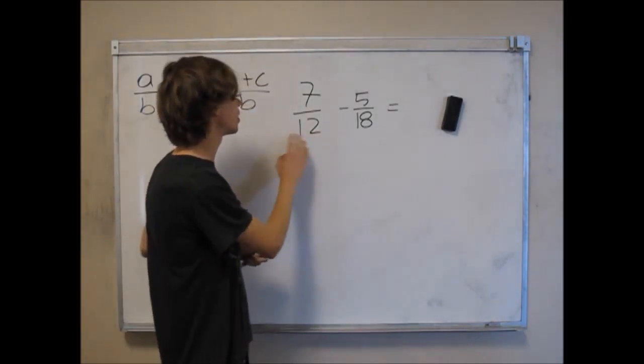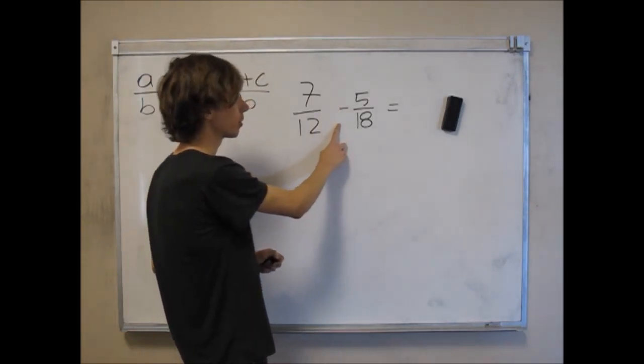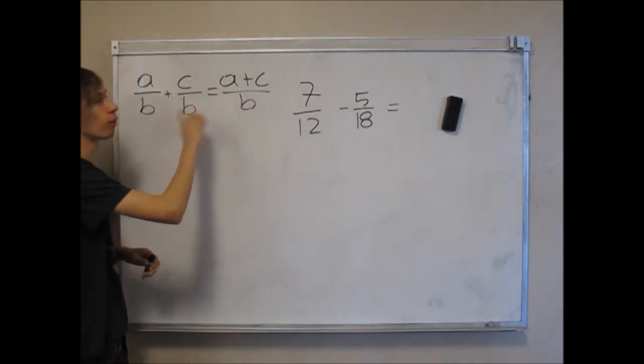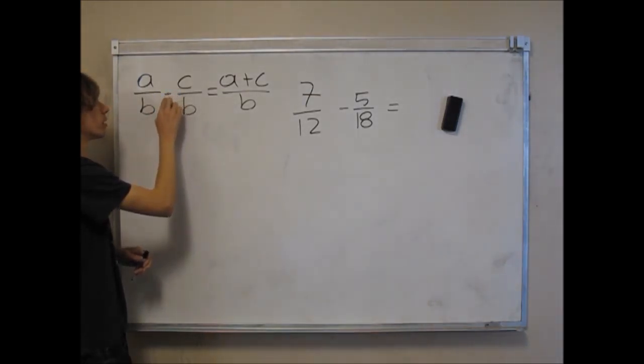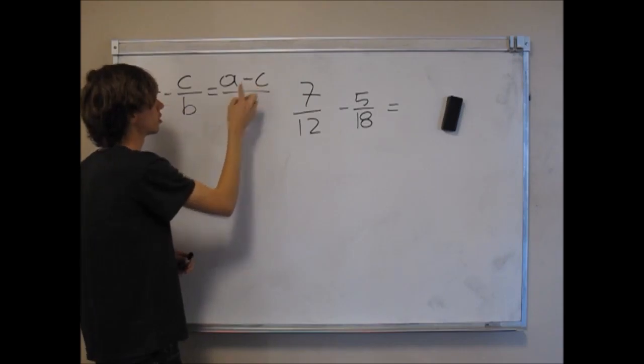So let's try another problem. Right here we have 7 over 12 minus 5 over 18. Notice that we have a subtraction problem now. And so that isn't really a big difference. All you'd have to do really, like in our formula over here, is change all the pluses to a minus. And that's just the rule for subtraction.